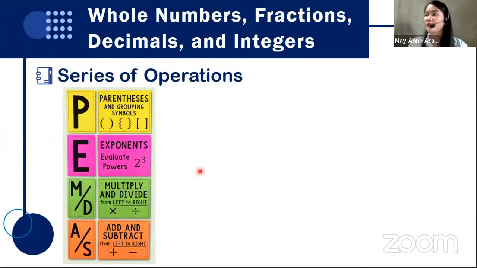We also have the series of operations, the PEMDAS rule. We begin with the parentheses and grouping symbols. Next, the exponents, or we evaluate the powers. After that, we can proceed to multiplying and dividing the numbers. We have here the rule from left to right. So if it's multiplication after division or division after multiplication, go from left to right, so it's not always multiplication ang una ha. If magkatabi sila, multiplication and division, kung ano yung nasa leftmost or nasa left, yun yung uunahin nyo na i-perform, and the same applies to addition and subtraction.